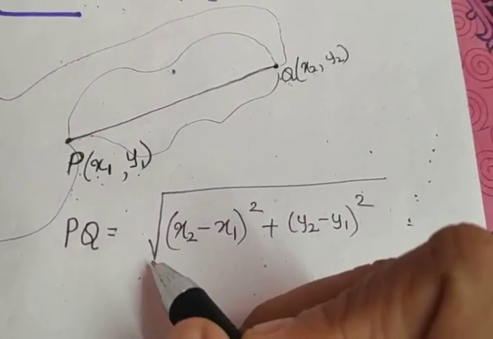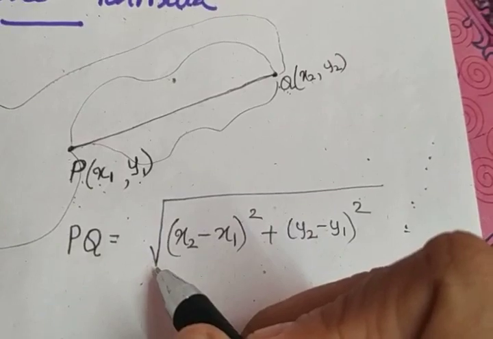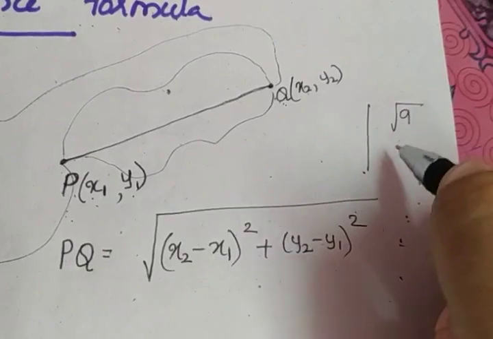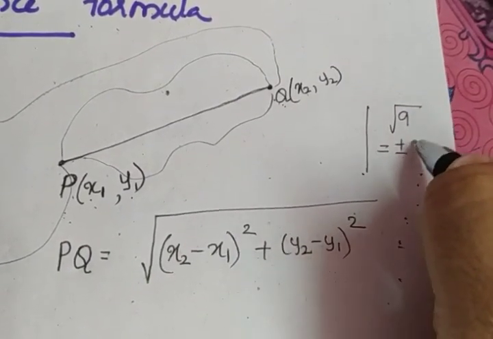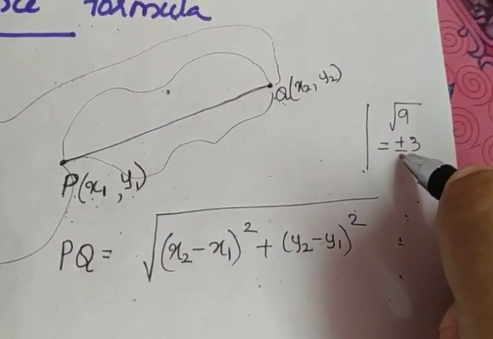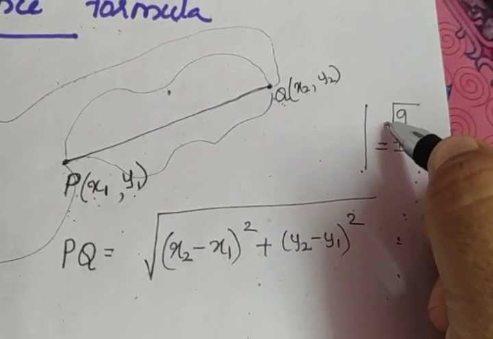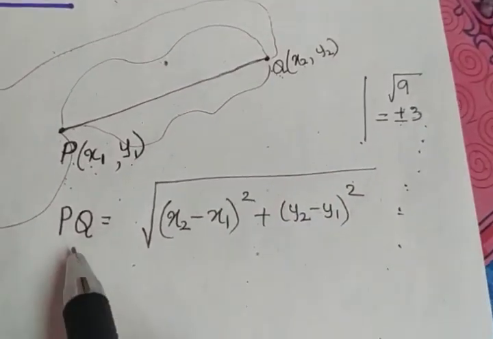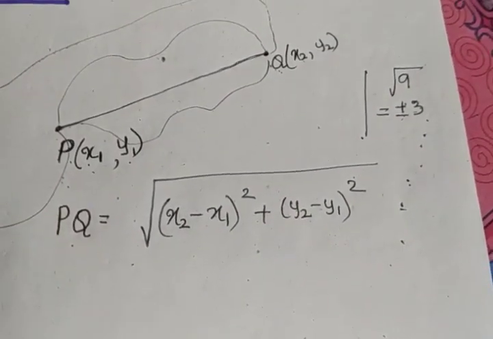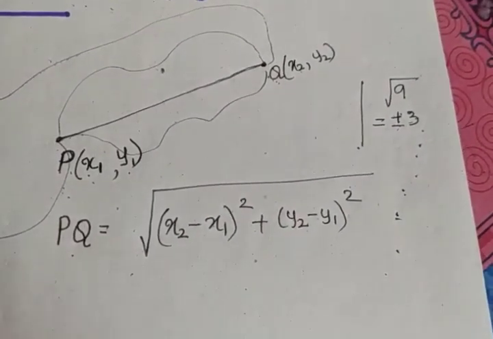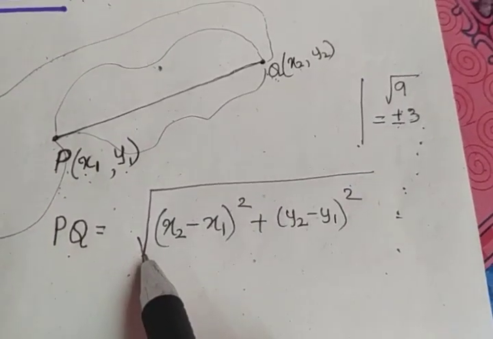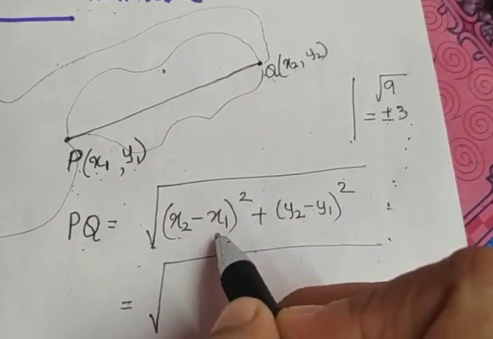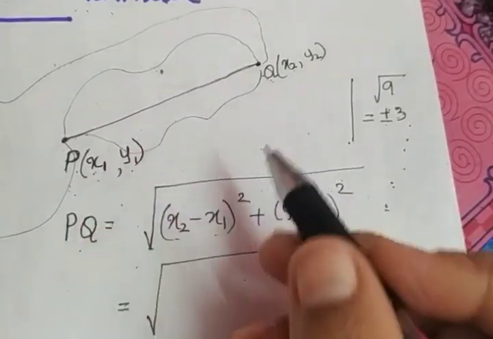Whenever we take the square root, you have to take positive and negative, isn't it? Suppose I want to take the square root of 9. How will we write the answer? We will write the answer as plus or minus 3. Both positive 3 and negative 3 squared will give you 9. So whenever we take a square root, we have to take plus or minus. But in this case, we are sure that PQ is the distance. Distance cannot be a negative value. That means we are taking only the positive square root. Suppose in case instead of taking x2 minus x1, you took x1 minus x2.